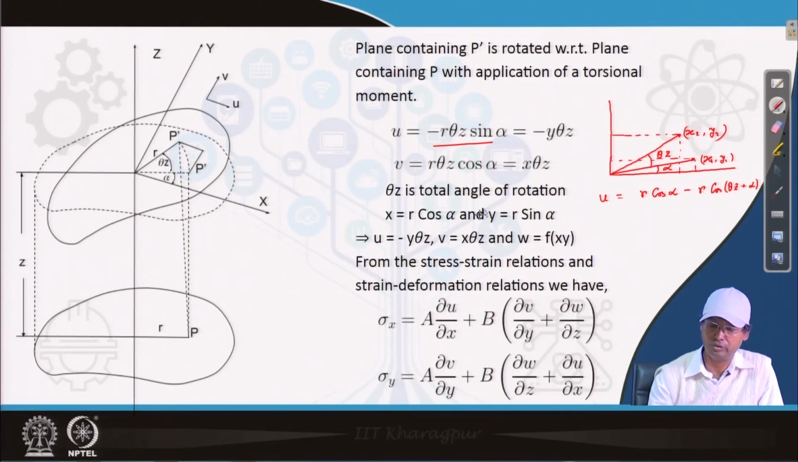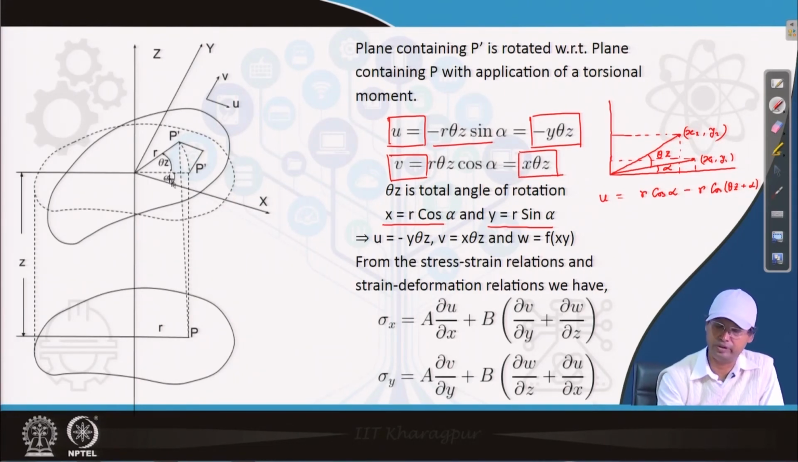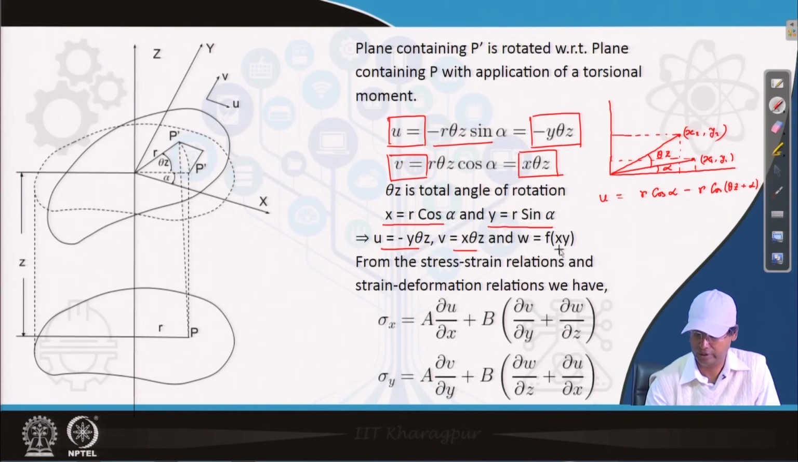Since we have the other relations, x is equal to r cos alpha and y is equal to r sin alpha, u becomes minus y theta z and v becomes x theta z. Z is not a subscript, please be careful, z is never a subscript. That is what is written here repeatedly, and we define one more important function w, a function of x y. This function is the difference with respect to our previous things.